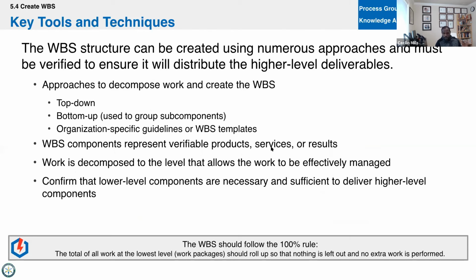Those work packages let you know that we're able to look at this thing and test it, and we know that it's complete. So you can decompose it to a level that allows the work to be managed effectively and confirm that those components are necessary. So here's the WBS rule. All the work at the lowest level should roll up so that nothing's left out and no extra work is performed. All right, that's your 100% rule.